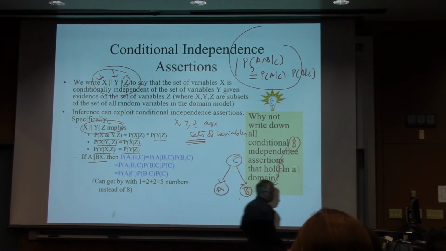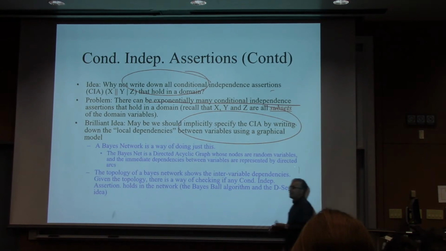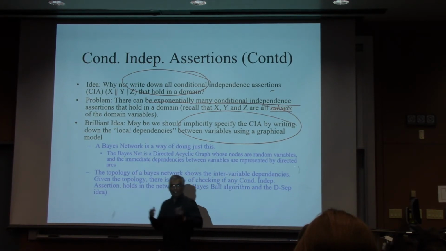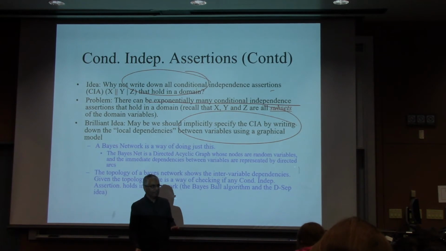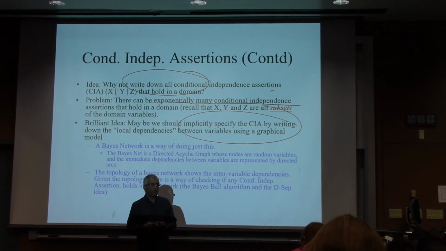Okay? So conditional independence assertions, you cannot write them all because there are exponentially many conditional independence assertions that hold in a domain. So the brilliant idea is we want to implicitly specify the conditional independence assertions. That's what graphical models do. Did I say the word graphical models before until now? If not, now I said it. That's the other thing that people use. Graphical models or graphical probabilistic models are either Bayes networks or Markov networks. So the graph is telling you what independence assertions hold.